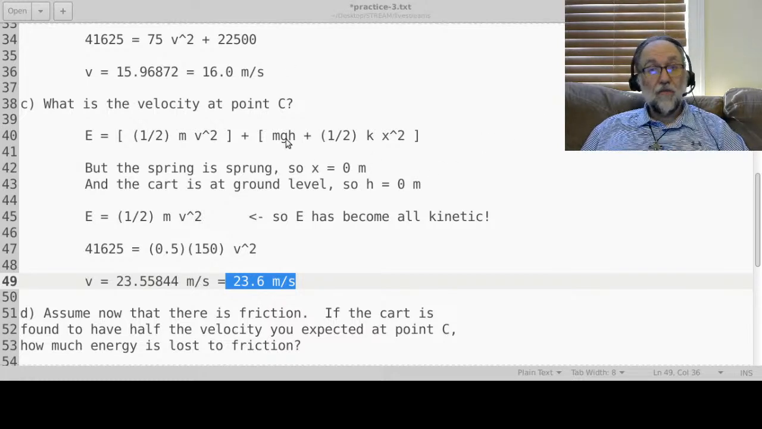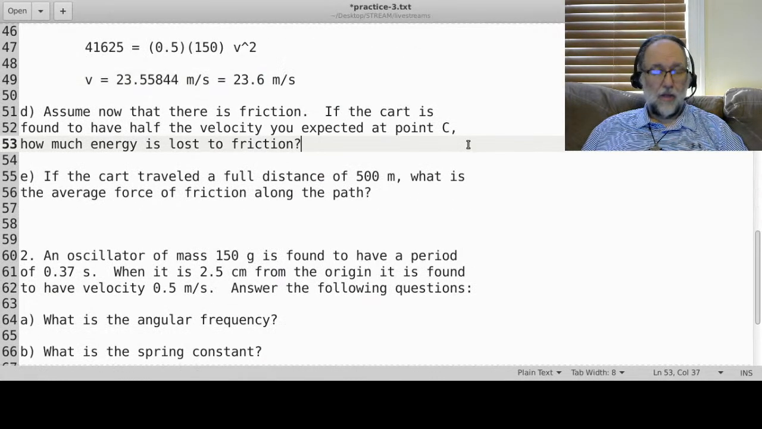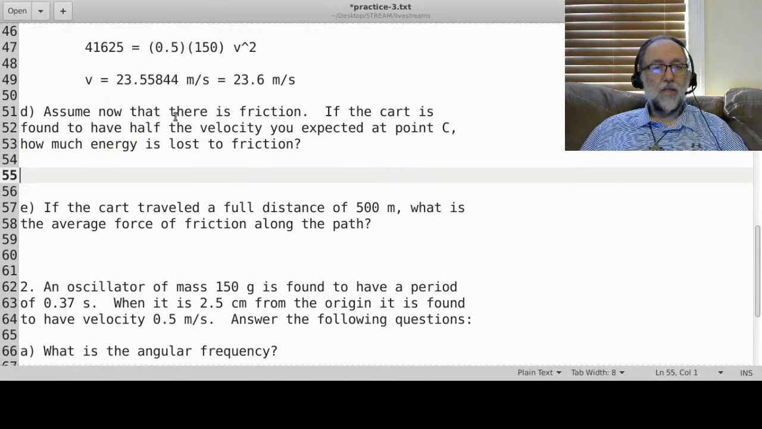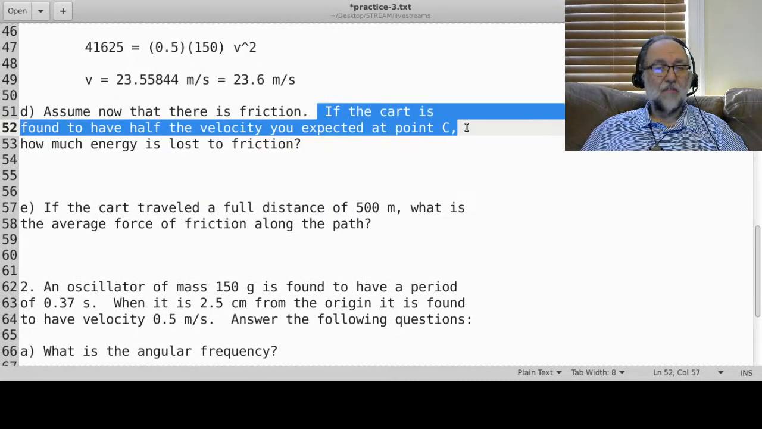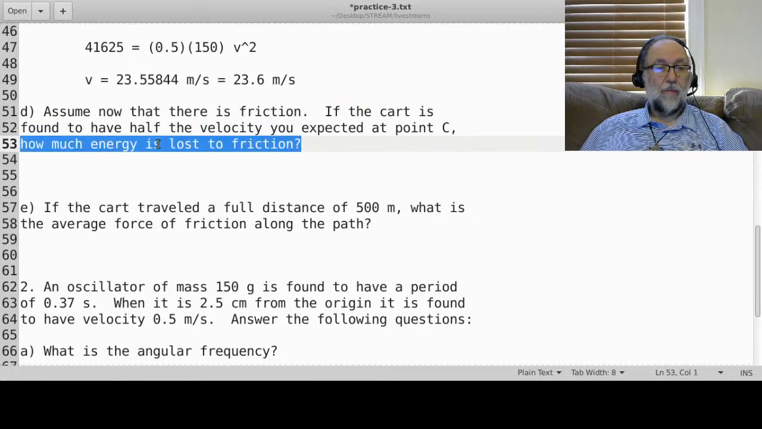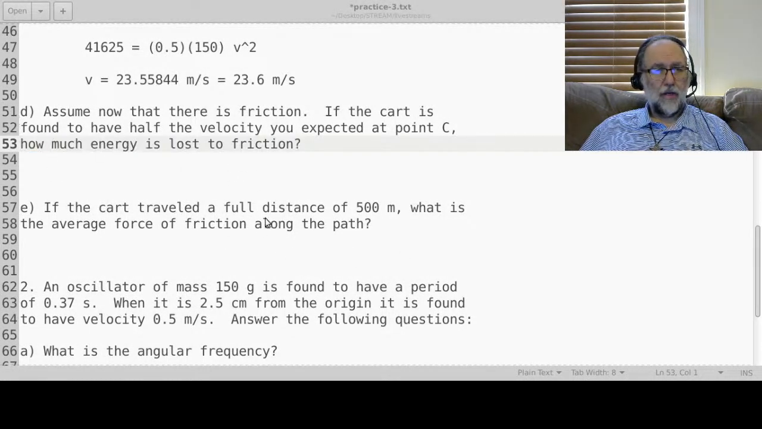All right, so far we've done a problem without any friction. Okay, and the next one is, well, let's assume there's friction. So I say, okay, assume there is friction. If the cart is found to have half the velocity at point C, how much energy was lost due to friction? So, let me cut and paste the answer first, and then I'll talk you through it.